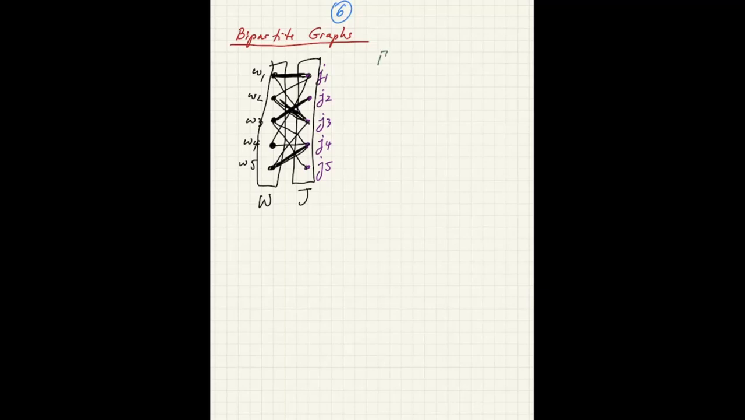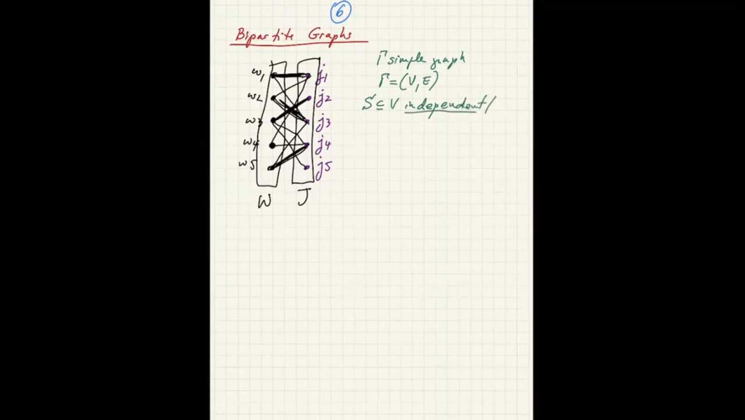So let's say we have a graph gamma, and we will restrict ourselves to simple graphs, so no loops, no multiple edges, with vertex set V and edge set E. And now, if we have a subset S of vertices, it is called independent, or sometimes the name stable is used. It's also called stable, if for any x and y in S, x is not adjacent to y.